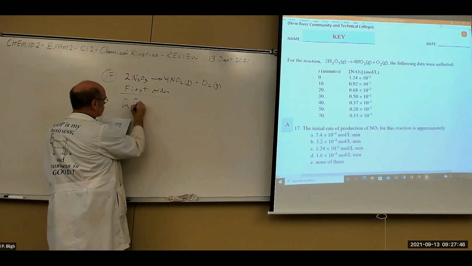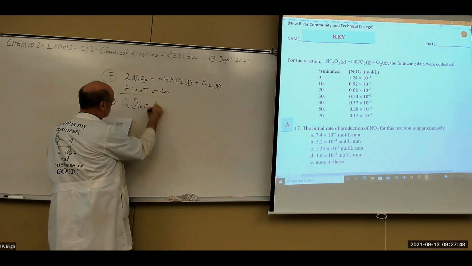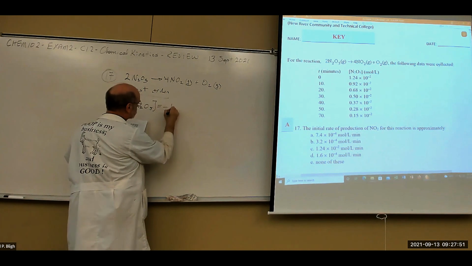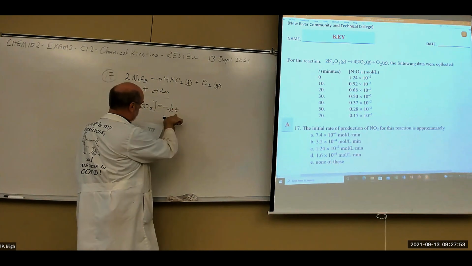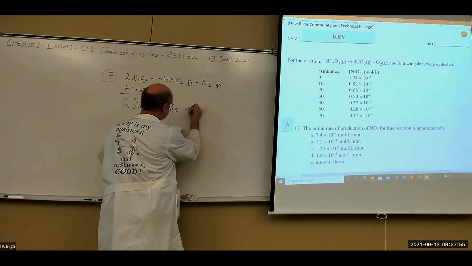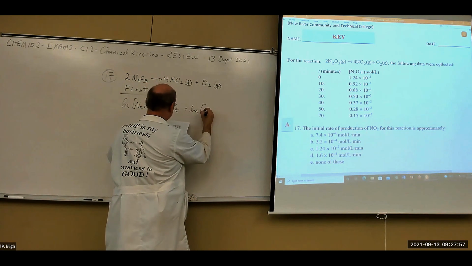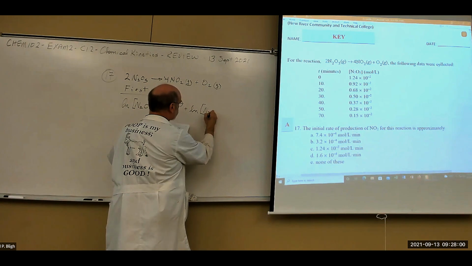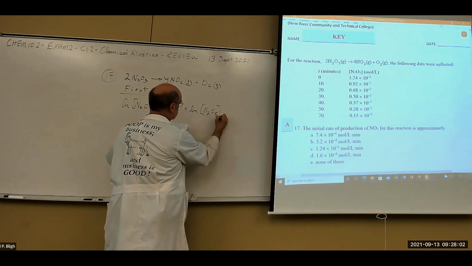We're going to use the log of N2O5 yields minus K time, which is your time factor, plus the log of the initial concentration. There we go.